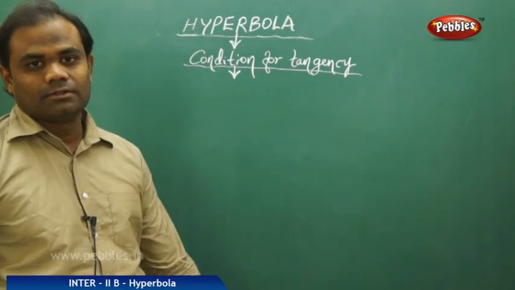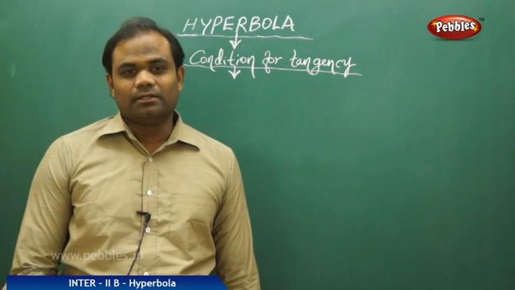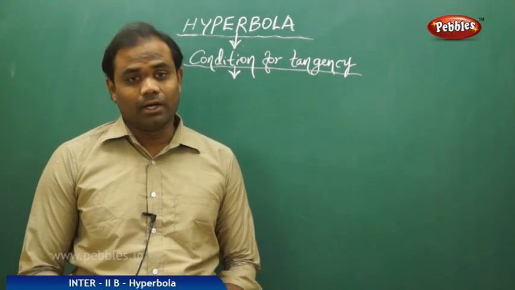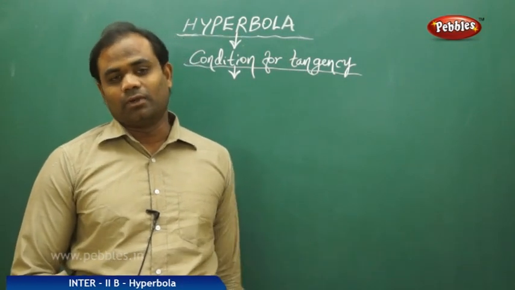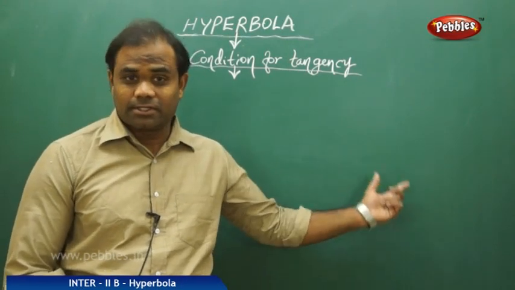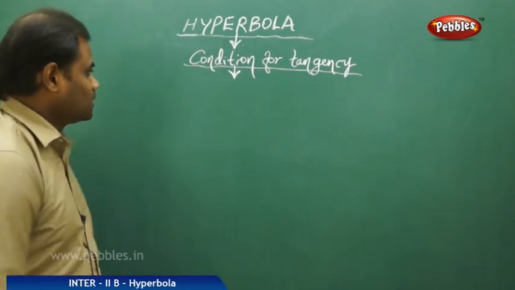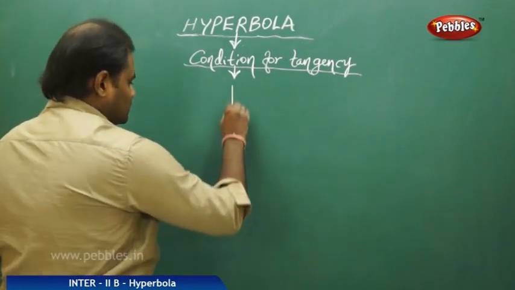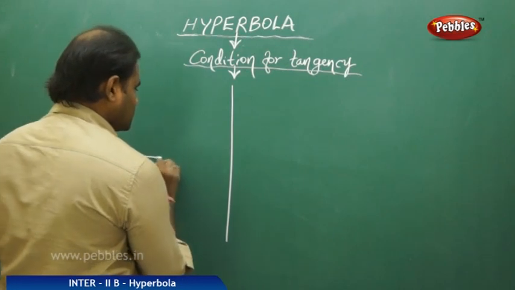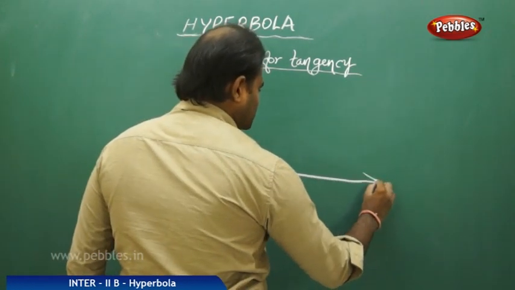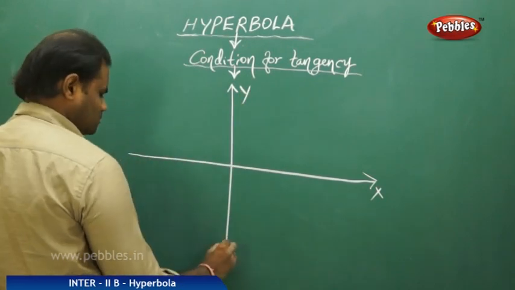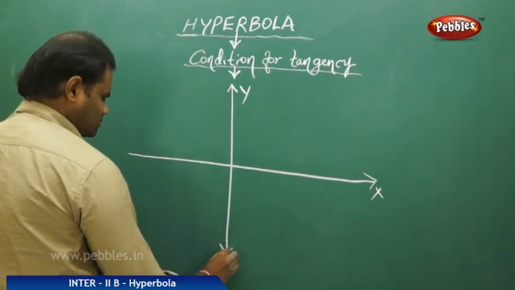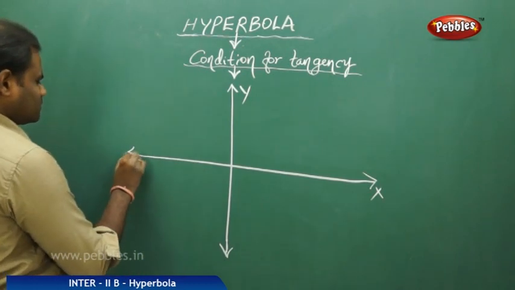Condition for tangency. What is the condition for a line to be a tangent to the hyperbola? Or what is the condition for a line to touch the hyperbola is what we're going to discuss in this session. So the condition for tangency is related with the standard form of hyperbola, which I take out here with x and y, and then this.